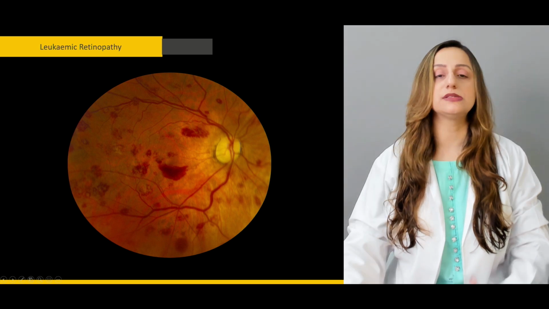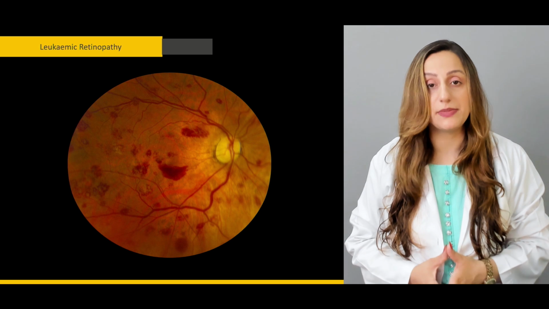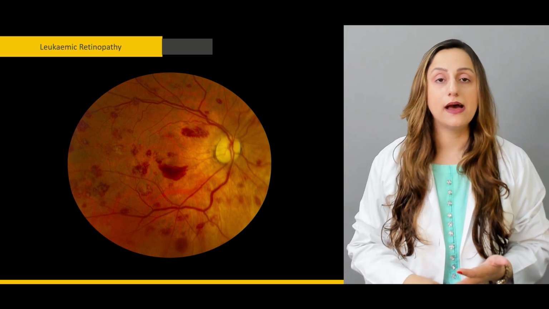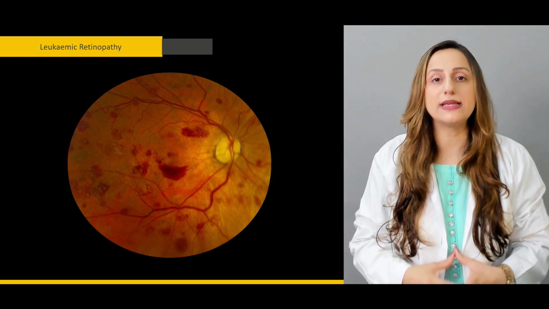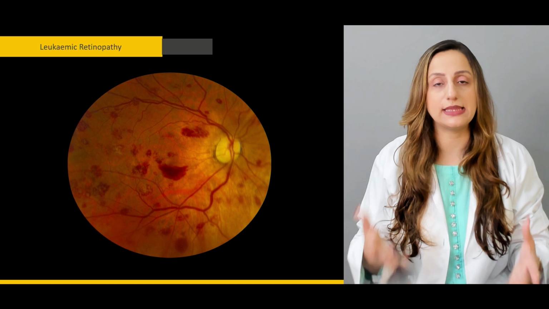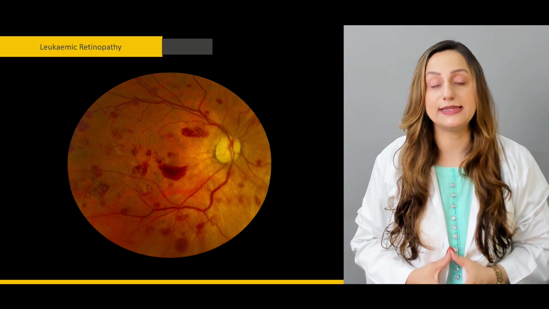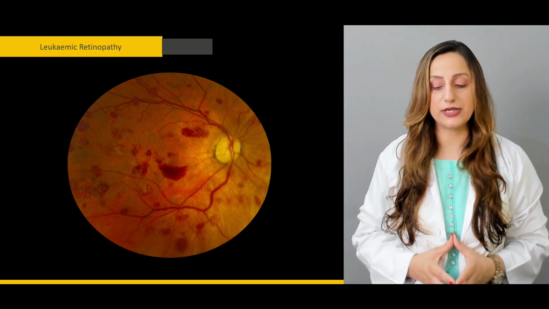Then the patient can have the subhyaloid hemorrhages as well. The patient can suffer from Roth spots appearance. As I've already mentioned, Roth spots are basically the hemorrhages that have the white centers due to the fibrin collection in them. So these are the particular changes that are going to be seen in the fundus of a patient who is suffering from leukemic retinopathy over here.